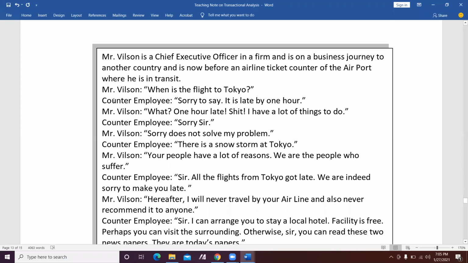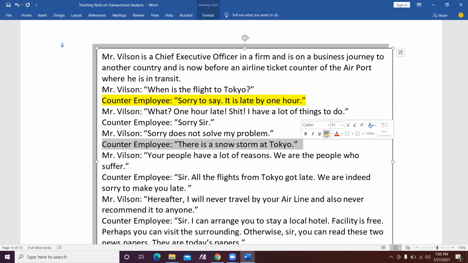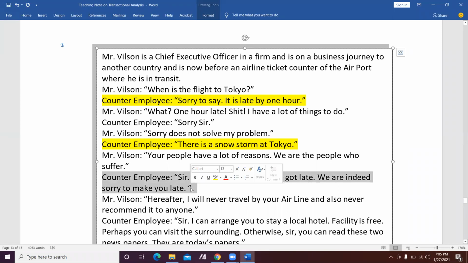Examine all the responses from the counter employee. This is a factual one, using the adult ego state. This one also adult ego state. This one also adult ego.